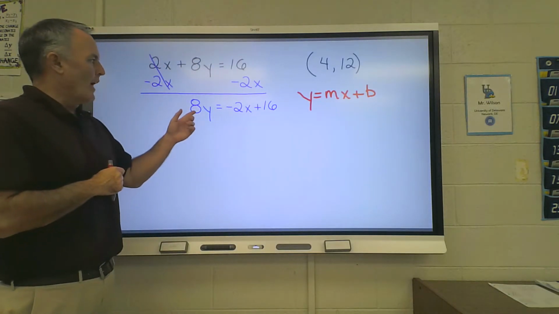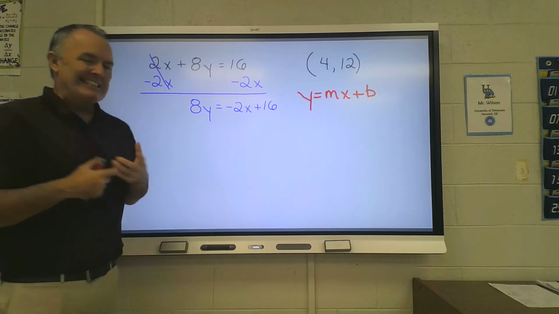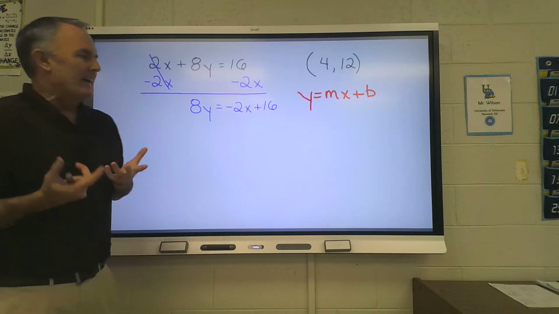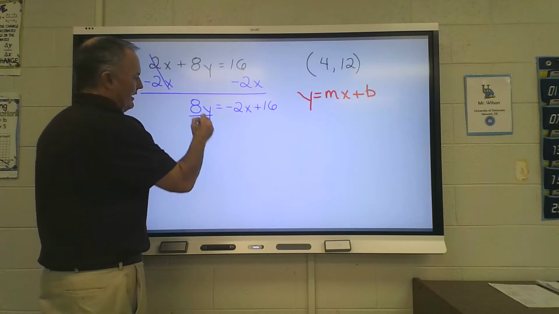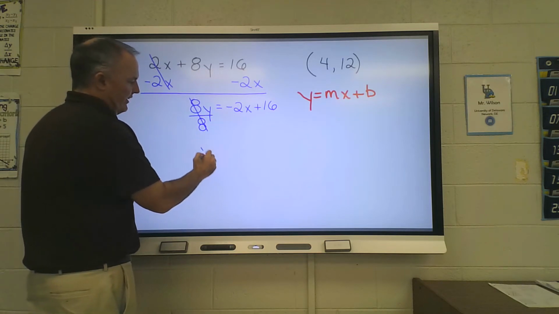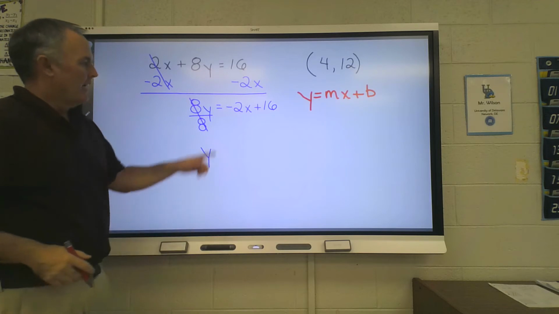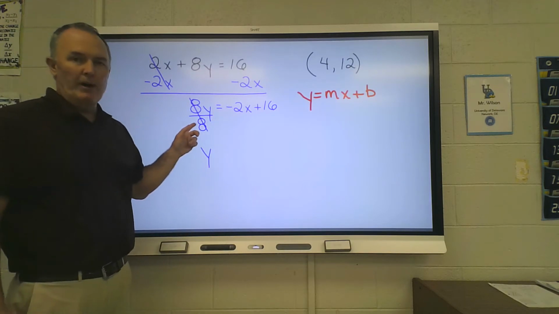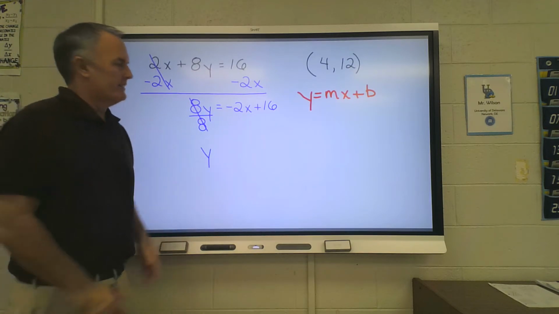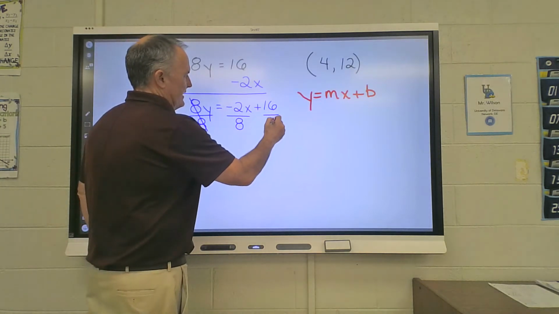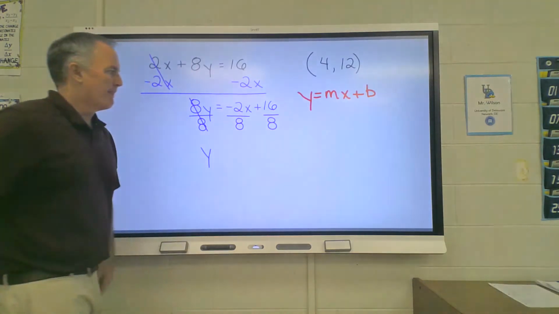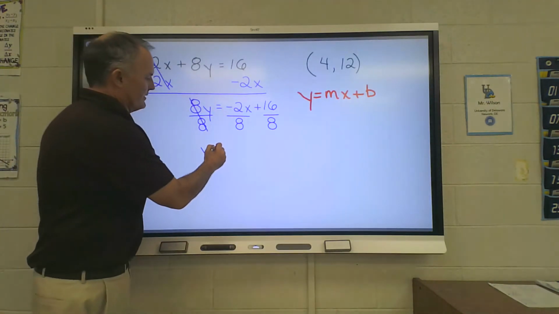All right, so if I want to get the y all by itself, this says 8 times y. The opposite of multiplying by 8 would be to divide by 8. That allows me to cancel it out, and eventually I'll end up with just a y. But I can't just divide the y by 8. I have to divide everything by 8. So I'm going to divide this by 8 and 16 by 8. All right, so I still have my equal sign.